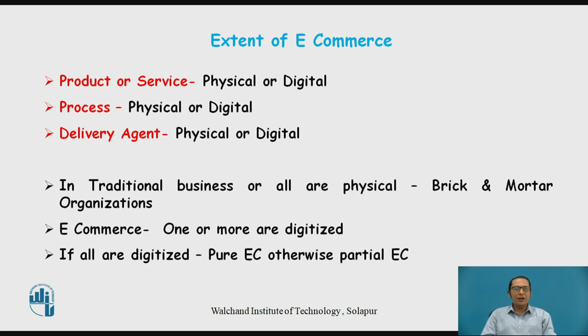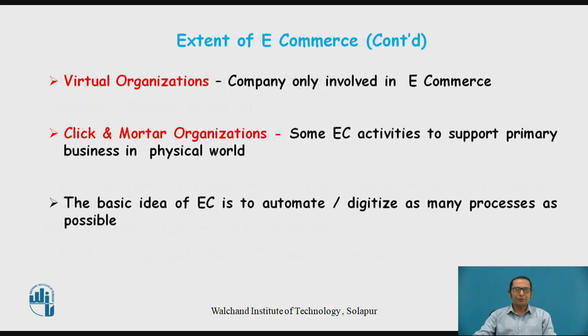In case of e-commerce, what we are trying to do is digitize any or all of these aspects: the product or service may be digital, or the process may be digital, or the delivery may be digital. Then that is called e-commerce. If all are digitized, then it is called pure electronic commerce. Otherwise, it is called partial electronic commerce. Companies which are involved only in e-commerce, using all the aspects as purely digital or electronic, are called virtual organizations.